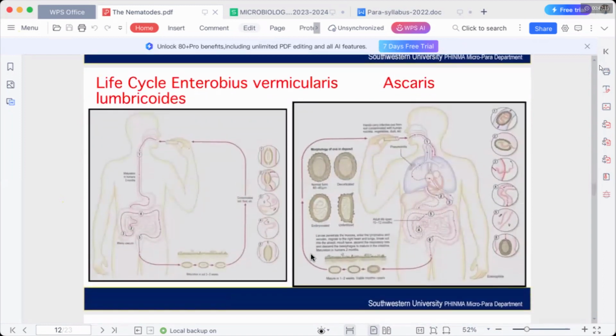For the life cycle, I think it's the same. Ingestion of the infected larvae or infected eggs, then to the intestine, then the adult will lay the eggs, then the eggs will be carried by the feces to the environment, then back to ingestion again. They are somewhat the same.